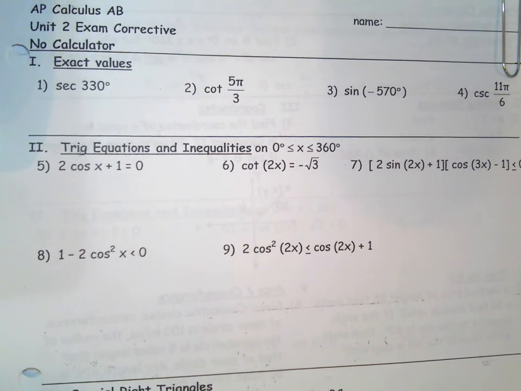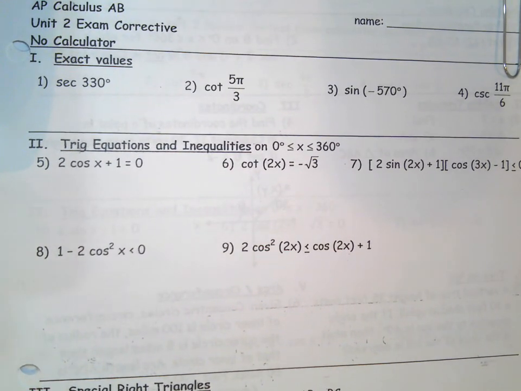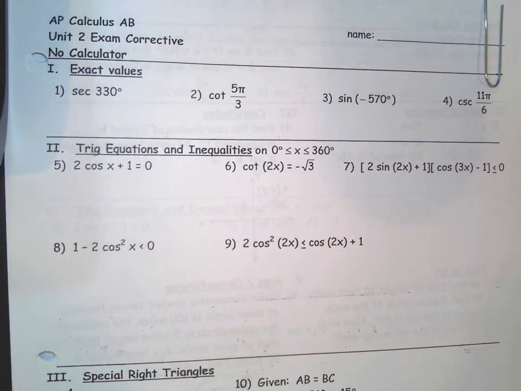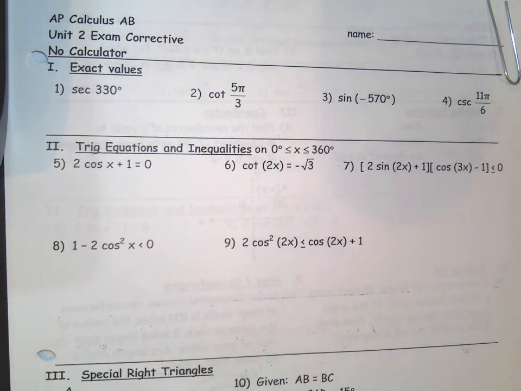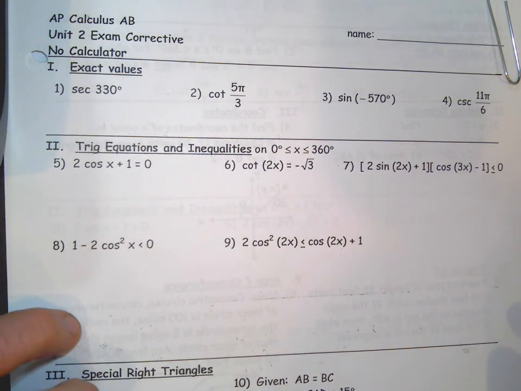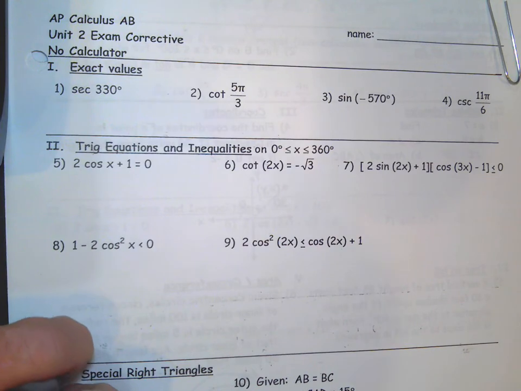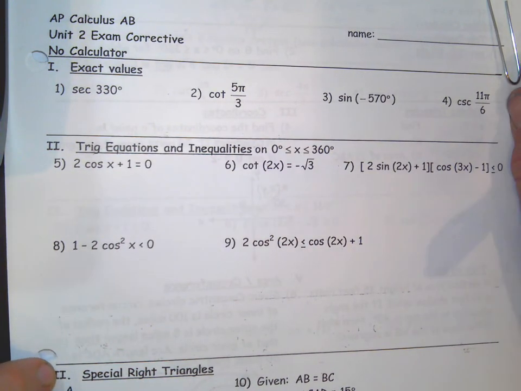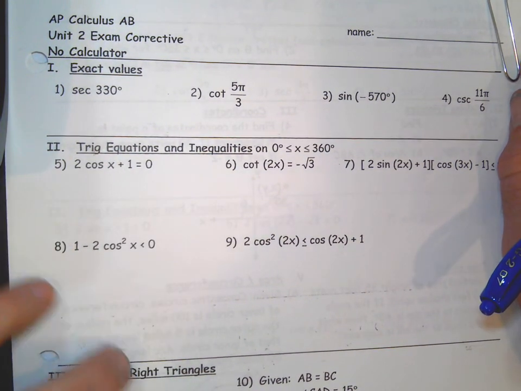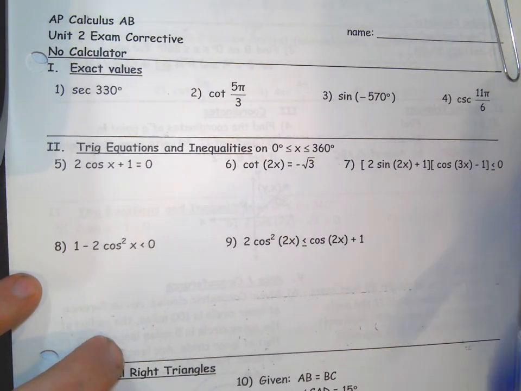AP Calculus AB, Unit 2, Review, Corrective. So this is some good practice to get you ready for your retest. You should have tried them all already after looking at your last test. This is some good extra practice. So we're just trying to find the exact values here without a calculator. The front is no calculator.